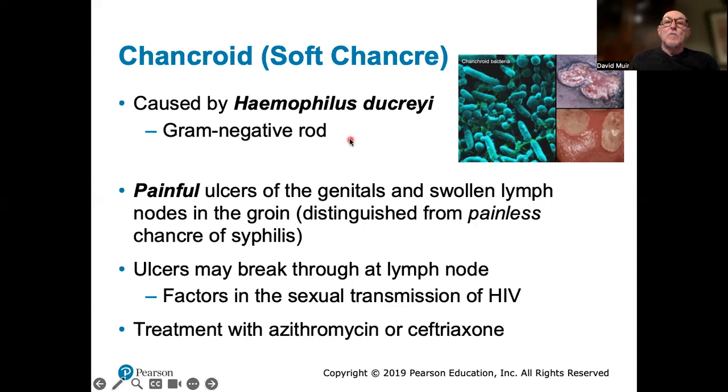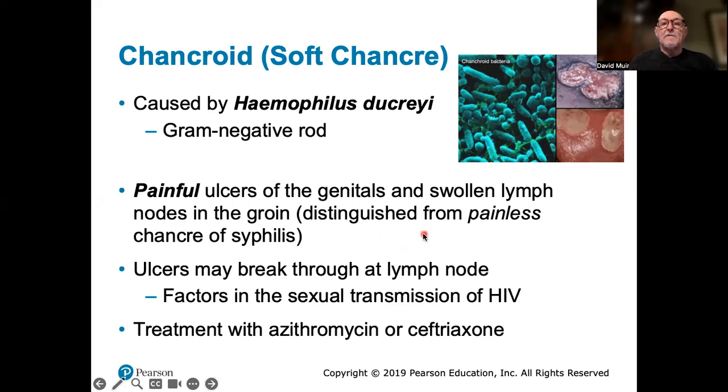The one really obvious difference between the two: they look similar to one another. The chancroid, soft chancre of Haemophilus, and the chancre of treponema look very similar, but the chancroid of Haemophilus is extremely painful. And it's accompanied by swollen lymph nodes. And this is completely different to the manifestation of treponema.